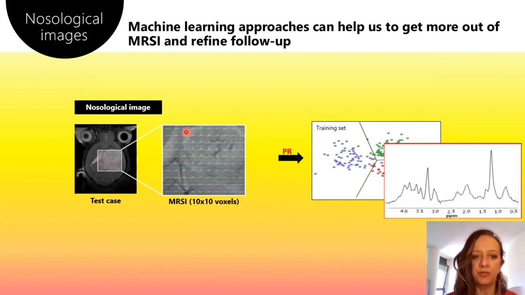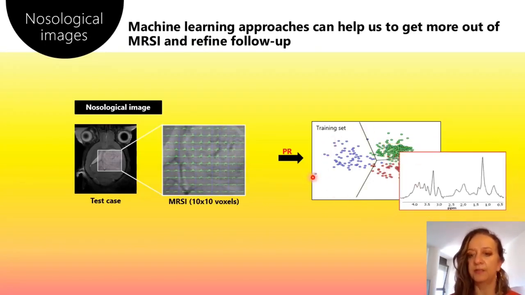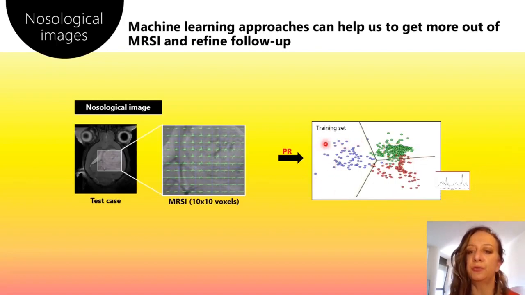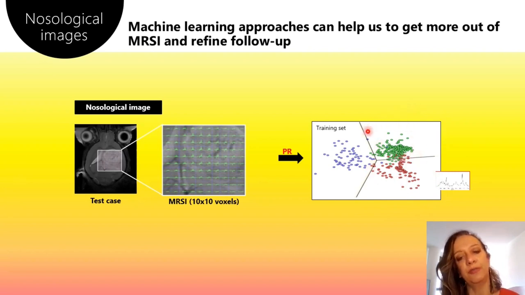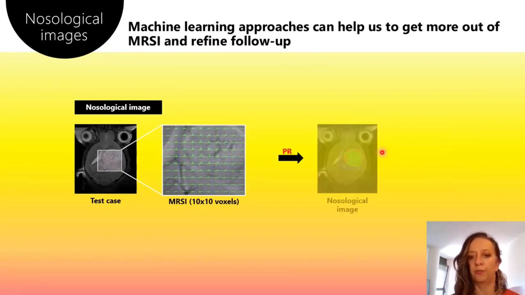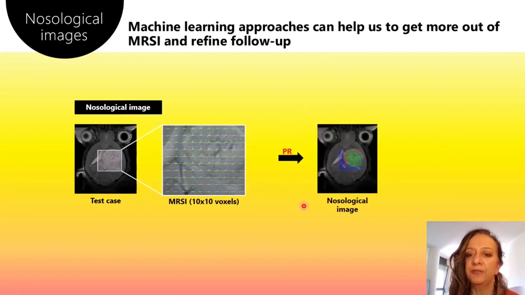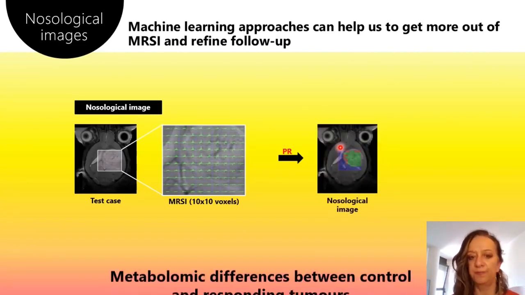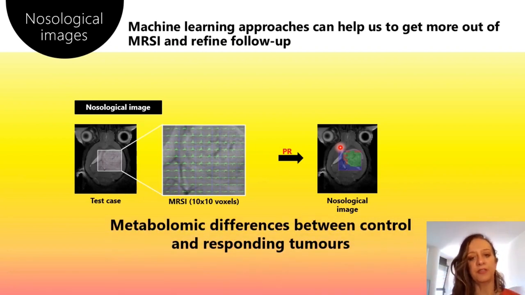In this case, each MRSI spectral vector is used as a single input. So those spectra have differences and can be categorized between normal, non-affected tumors, actively proliferating or controlled tumors, and treated responding tumors, each one assigned a color. After that, with this information, we can generate the nosological image in which each spectra is assigned the color of its category. This is the nosological image. Then there are metabolomic differences between control and responding tumors that are consistently detected.